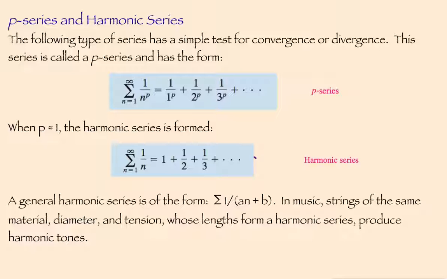The harmonic series, of course, is a very important series in nature, in creation. A general harmonic series is of the form 1 over an plus b, and in music, strings of the same material, diameter, and tension, whose lengths form a harmonic series, produce harmonic tones. So this is a very important series to know, and it is a specific type of p-series. Now that we know that there is such a series with this characteristic, let's determine how to see if it converges or diverges.